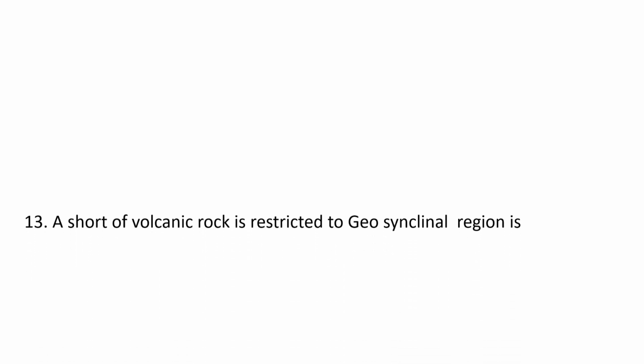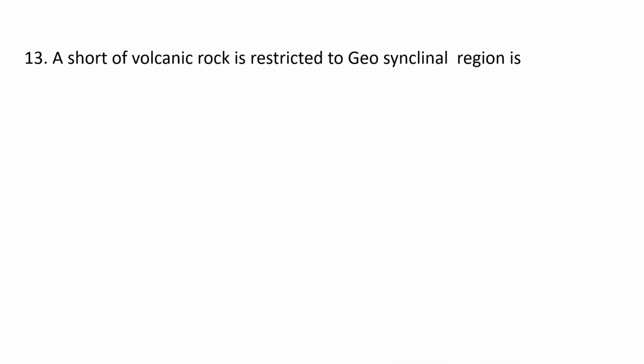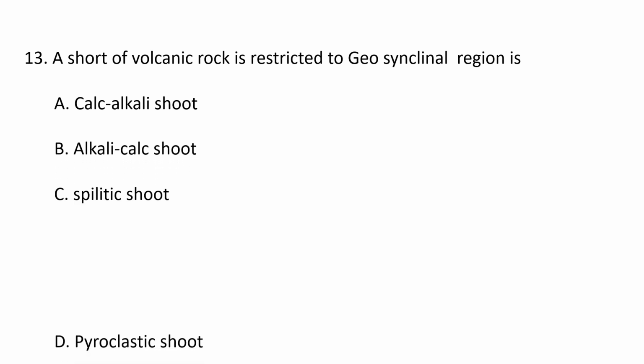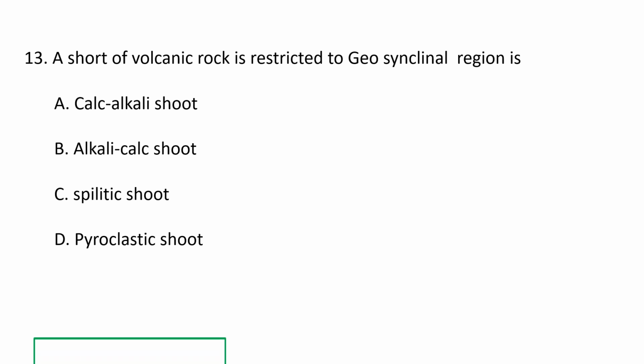Next question. A sort of volcanic rock restricted to geosynclinal region is: A. Calc-alkali suite, B. Alkali calc suite, C. Spilitic suite, and D. Pyroclastic suite. So the correct option is C.